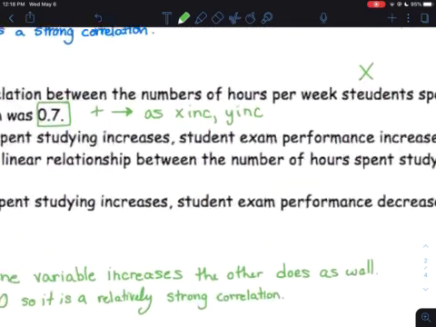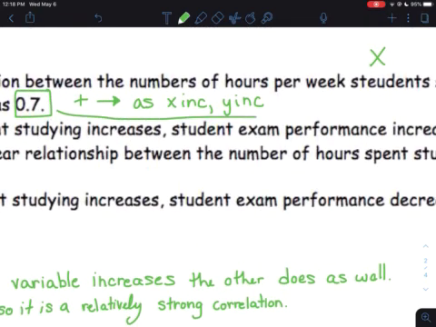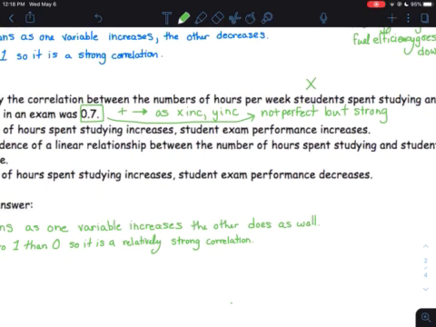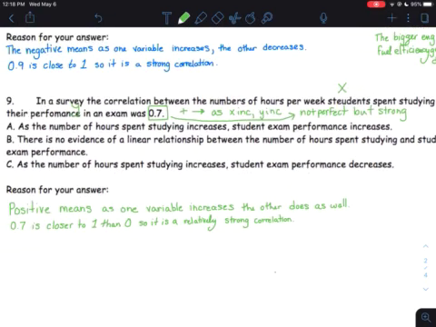That's what that's saying. The number 0.7 is not perfect, but strong. 0.7 is closer to 1 than it is to 0. So that's a pretty strong correlation. So then we find the A, B, or C that fits that. A says as the number of hours spent studying increases, student exam performance increases. There we go. That's going to be our answer.